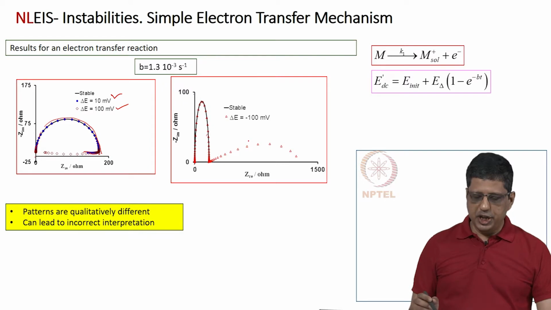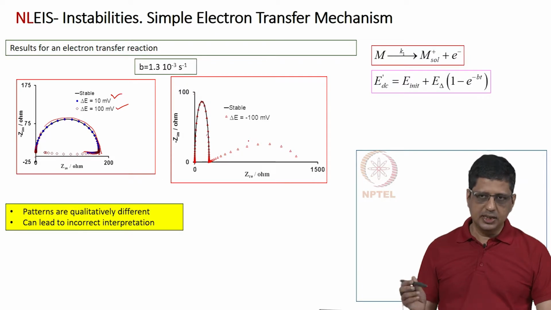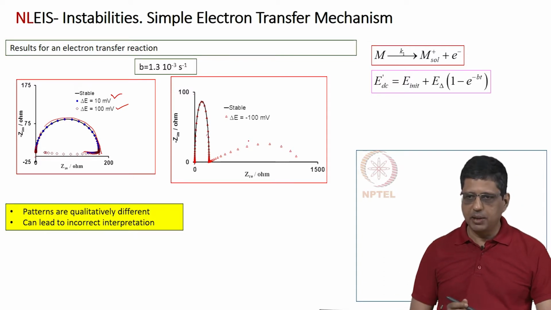So, one of the interpretations is that the patterns that you would get when you have instability, they are qualitatively different. It is not just a semicircle which is slightly larger or smaller, it is a semicircle with other features, and which can lead to incorrect interpretation.